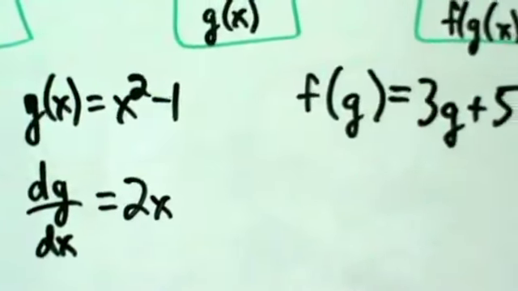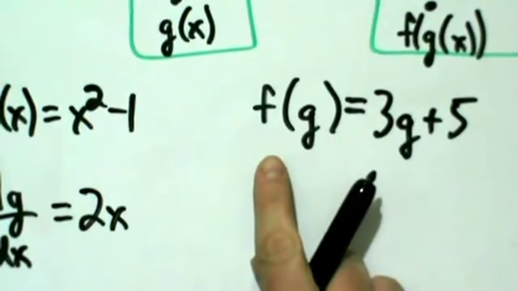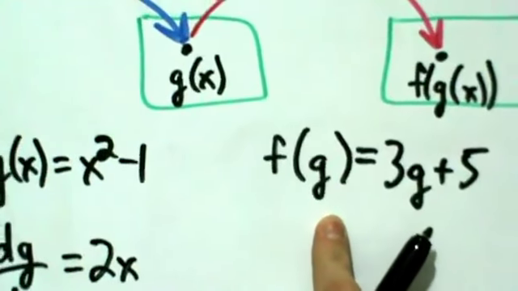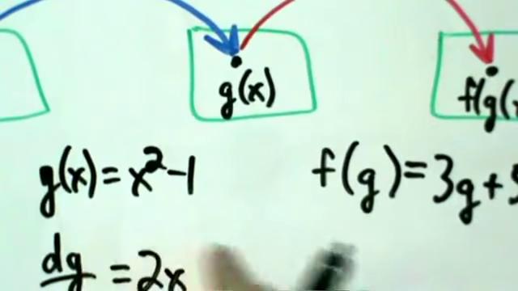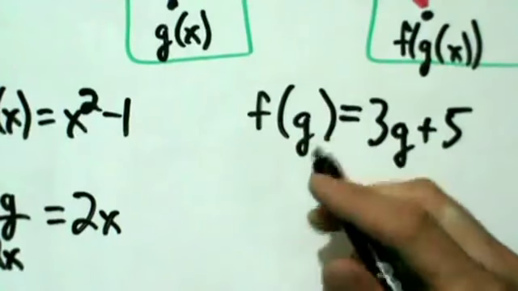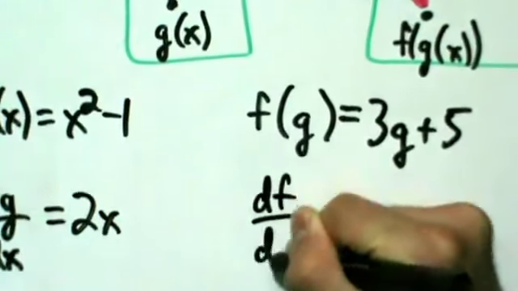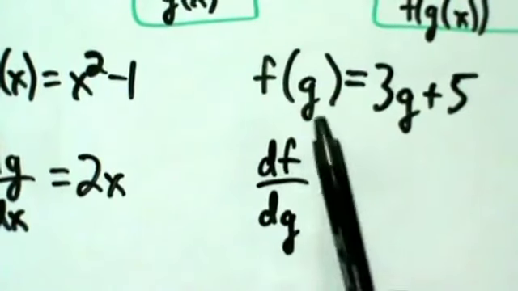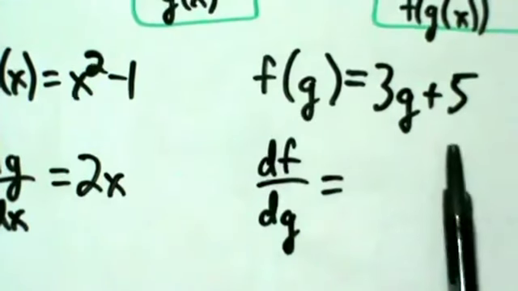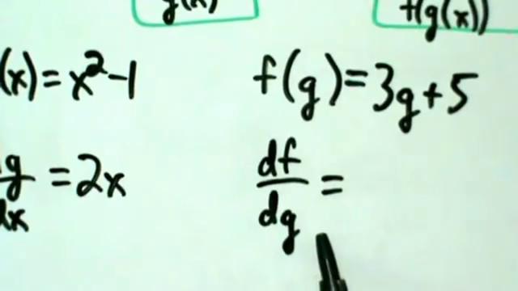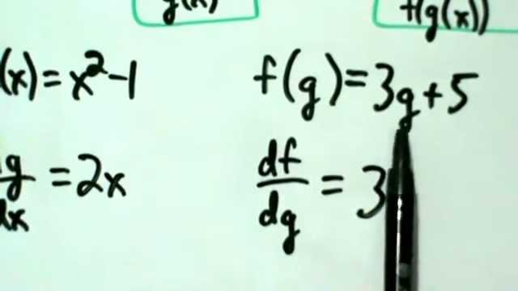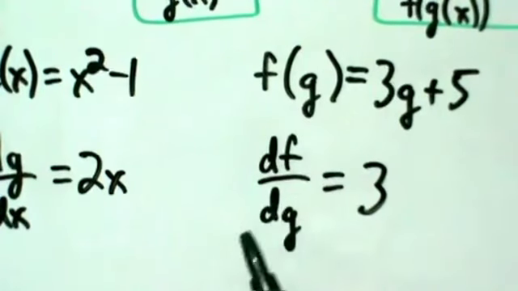All right, so now what about over here? Here, f is a function of g, okay? So we can sort of treat g as a variable. Now, really, g is another function, right? But remember, we're sweeping that detail under the rug here, and we're just going to treat g as a variable over here. So let's find df dg. In other words, the derivative of f with respect to g, okay? So f of g is 3 times g plus 5. So what's df dg? Well, if we take a derivative of this with respect to g, that's just going to give us 3, right?